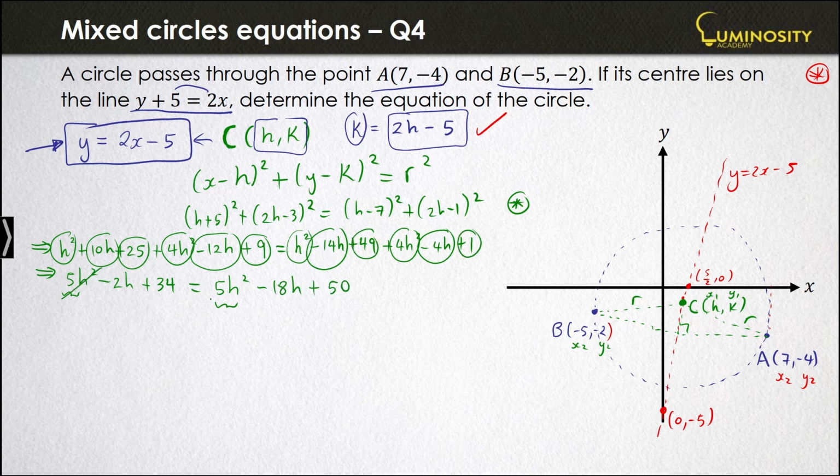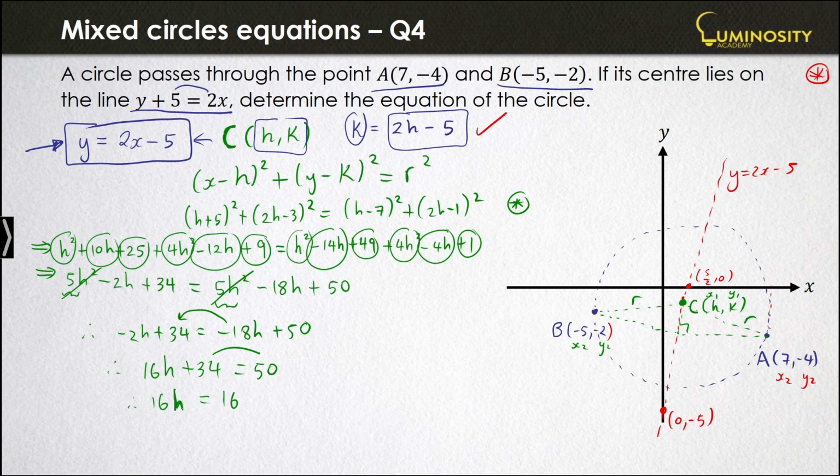Okay, so I can subtract 5h squared from both sides, and I'm left with negative 2h plus 34 equals negative 18h plus 50. Now I'm going to add 18h on both sides. So on the left, I'll have 16h plus 34, and that's equal to 50. And therefore, I can subtract 34 on both sides, and I get 16h equals 16.